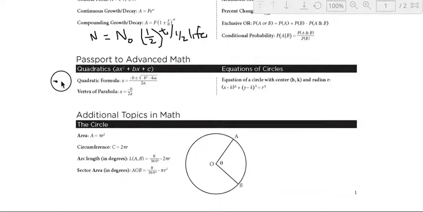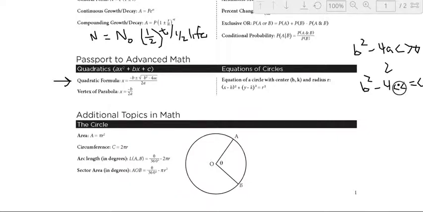The quadratic formula, please know this. I don't know, it might be on the other side, but you also need to know the discriminant, which is b squared minus 4ac. Remember that one? If it's greater than 0, you have 2 answers. If it's equal to 0, you have 1 answer. And if it's less than 0, it's going to be 2 imaginaries or no real solutions. So keep that in mind.